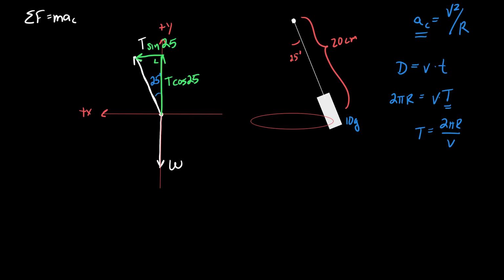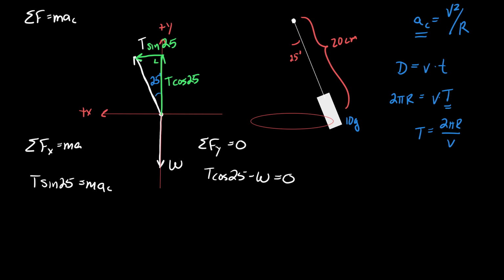All right, so I'm thinking I have two net force equations. I have net force in the x direction equals ma. I see only one force in the x direction. That is T sine 25 equals mac. And net force in the y direction, well, that equals 0. But I see two forces in the y direction, don't you? I see the T cosine 25, and I see weight. So T cosine 25 minus weight equals 0.